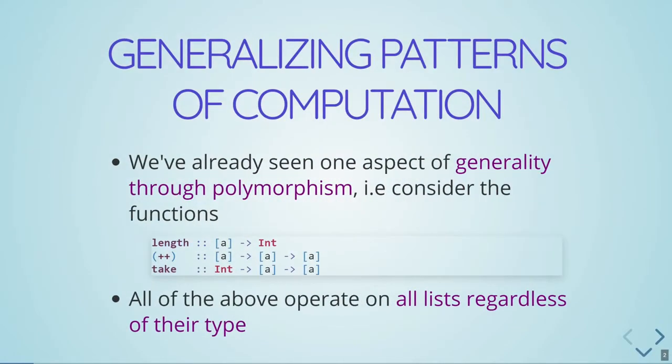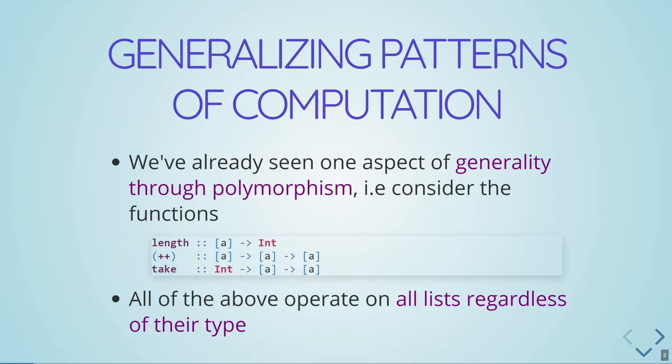So trying to come up with patterns of computation is all about generalizing our computation. We've already seen one aspect of generality of computation through polymorphism. So remember that polymorphism allows us to take functions and make them vary over many different types. So take for instance these functions that we often use over lists. This is very useful. So like the length function and the plus plus function that puts lists together and so on. All of these functions work over lists of some type, and we don't want to redefine them for every single different type.